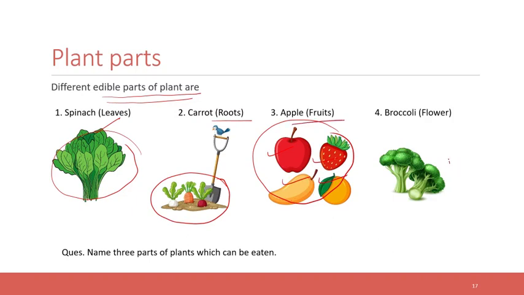We also eat the flower of a plant, as shown in this picture, broccoli. It's a flower which we can eat. Now, name three parts of a plant which can be eaten, right?